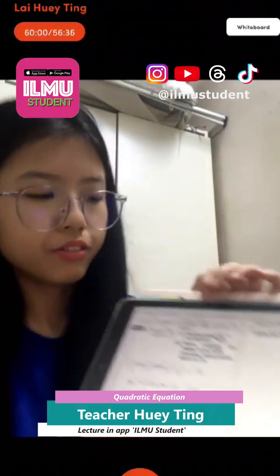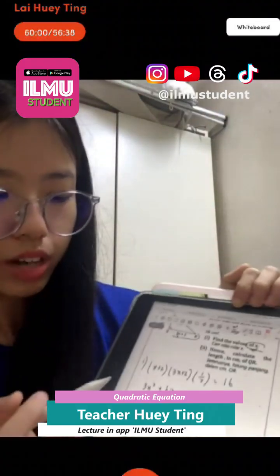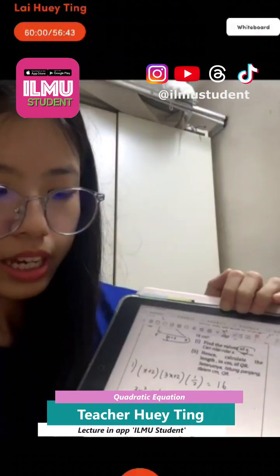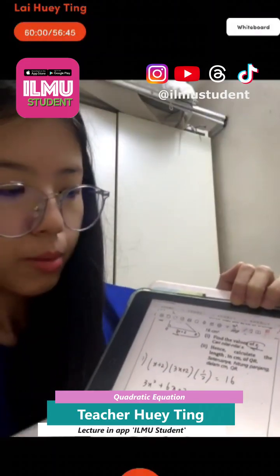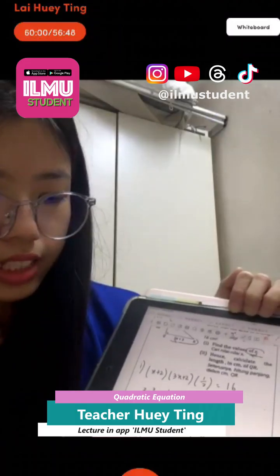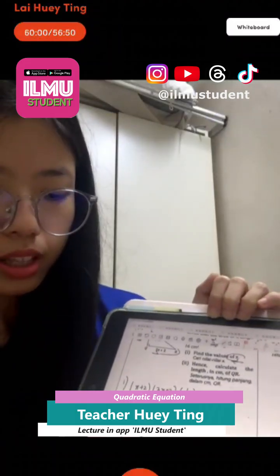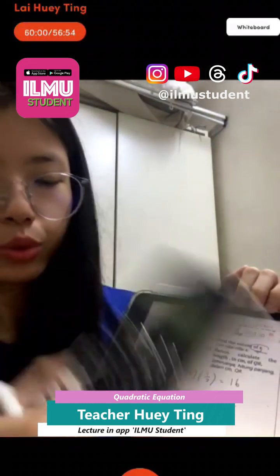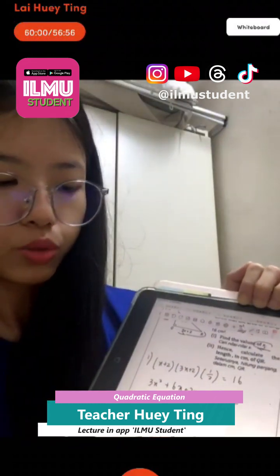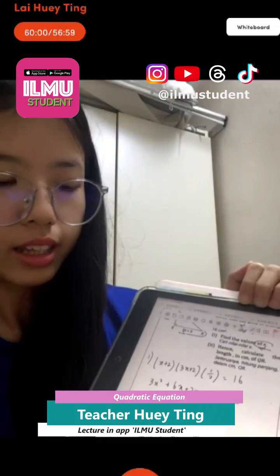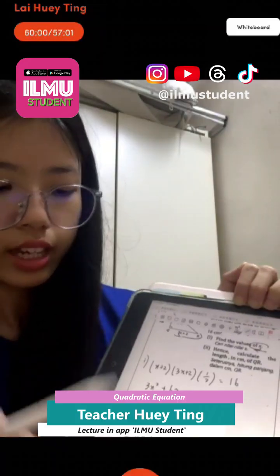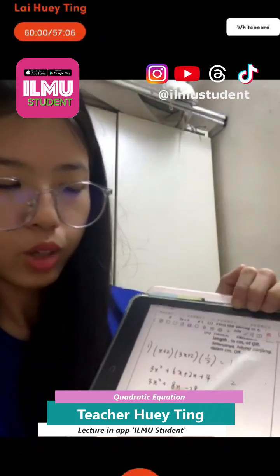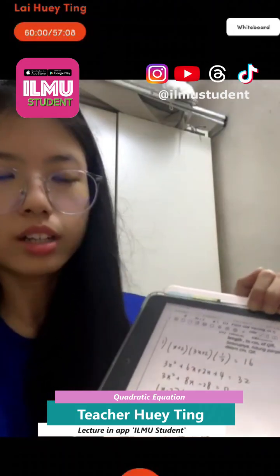Okay, but for the length of QR, we can try. So first, we try using x equal to 2, and then we can get the answer is 8. But if we try another x value, negative 14 over 3, we will get the negative value, which is negative 12. So it is not suitable for using x equal to negative 14 over 3 in this case. So we will use x equal to 2 for our length QR, and we get the length of QR is 8 cm.